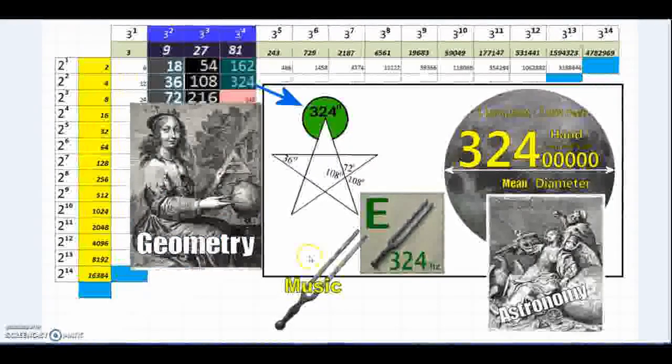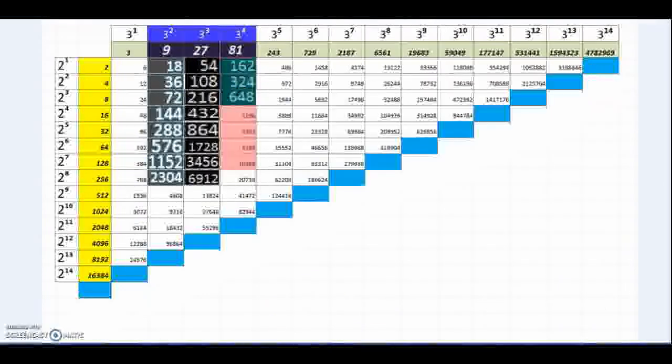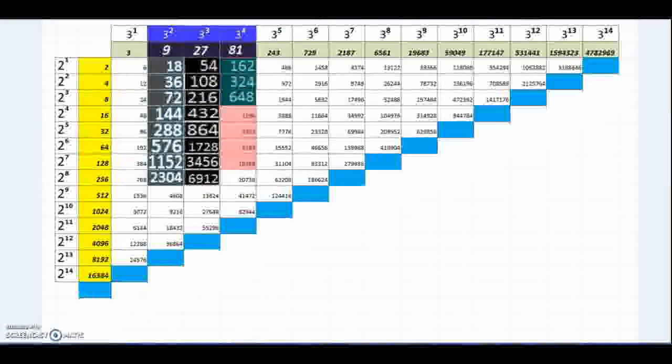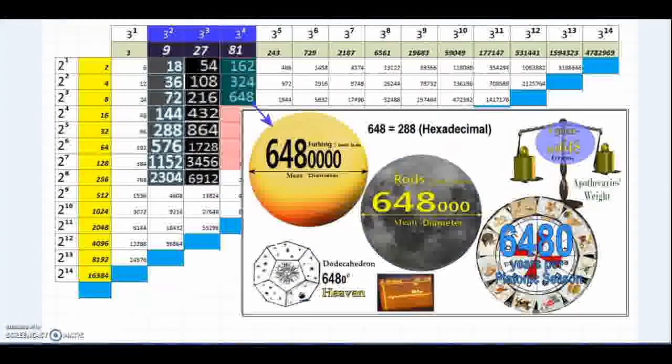So we have astronomy, music, and geometry in these themes as well. And we could say arithmetic, because we're using numbers, but it's a little bit different. Now 648, the Sun and the Moon again, the Doric scale once more, precession, the precession of the equinox, or the great year as well.